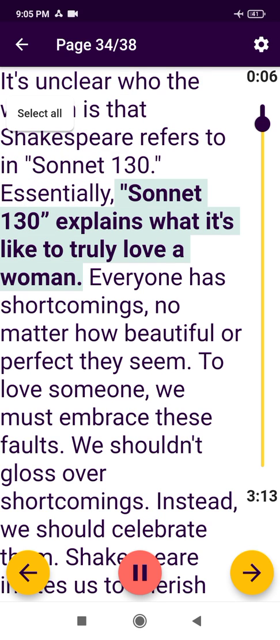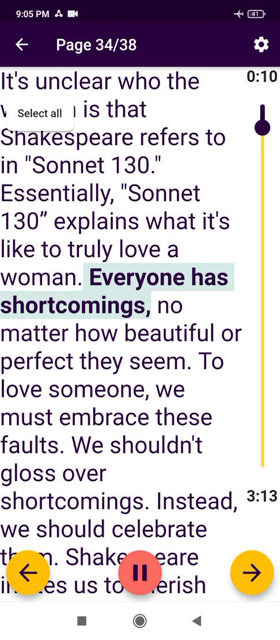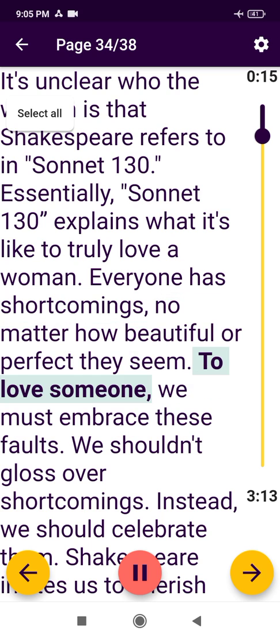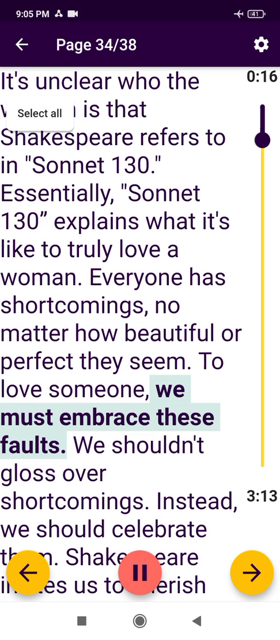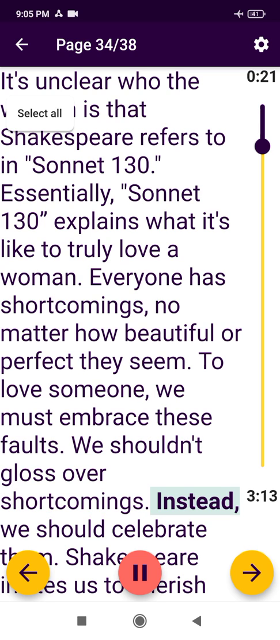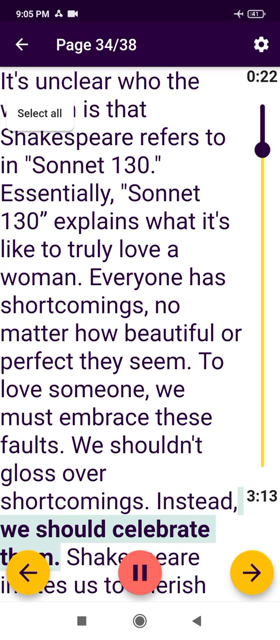Essentially, Sonnet 130 explains what it's like to truly love a woman. Everyone has shortcomings, no matter how beautiful or perfect they seem. To love someone, we must embrace these faults. We shouldn't gloss over shortcomings. Instead, we should celebrate them.